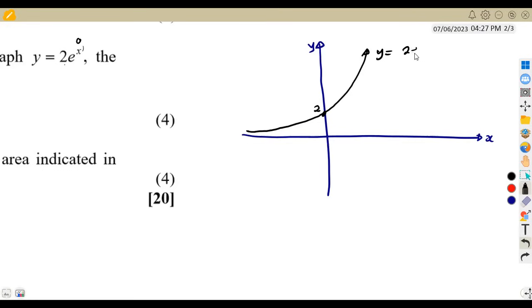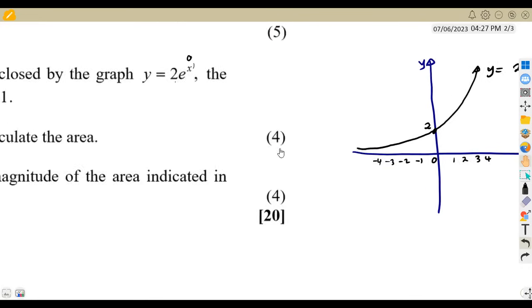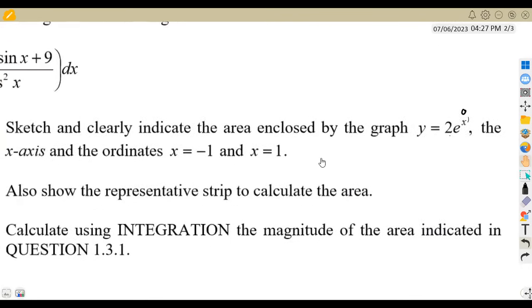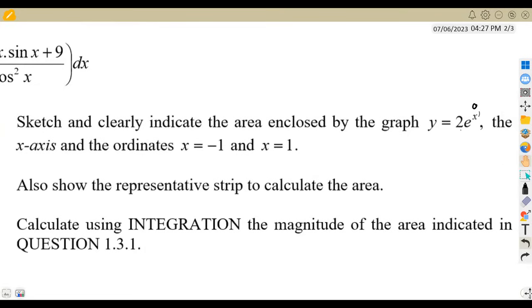We are supposed to have it accurately. You can just have your points. So this is our 0, then 1, 2, 3, 4, 5, and so on, and -1, -2, -3, -4, and so on. With our sketch, we are not only to draw. We are given a condition that the area must be indicated and it must be between the x-axis and the ordinates. The ordinates are taken from x is equal to -1 and x is equal to 1, meaning we are limited from -1 up to +1 with a representative strip.